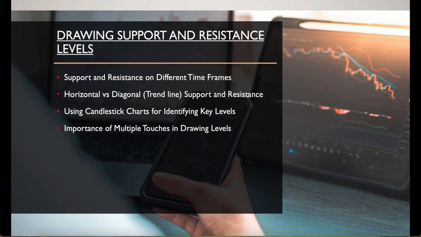Now next thing is importance and multiple touches in drawing levels. So once we draw a level, for instance we've drawn a level at 1.10000 on Euro USD, now we know that you have had 1, 2, 3, 4 touches at that particular level. Then what we can do is we can say this level has been touched multiple times. It's a level that's been held by the buyers in the case of support, or it's a level that's been held by the sellers and the buyers are failing to break that level in the case of resistance.